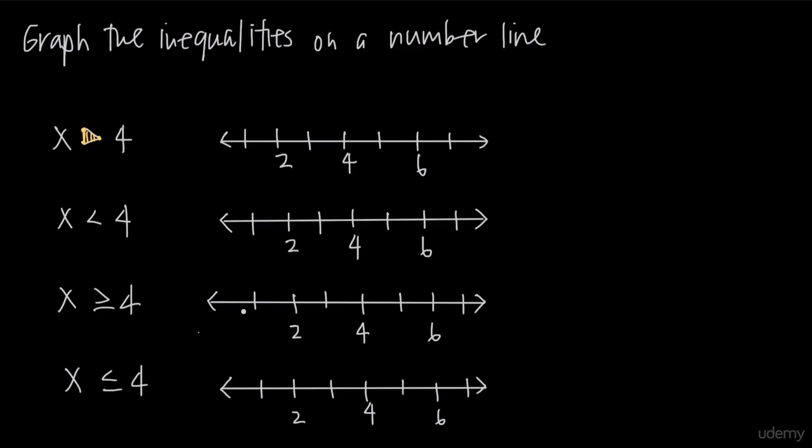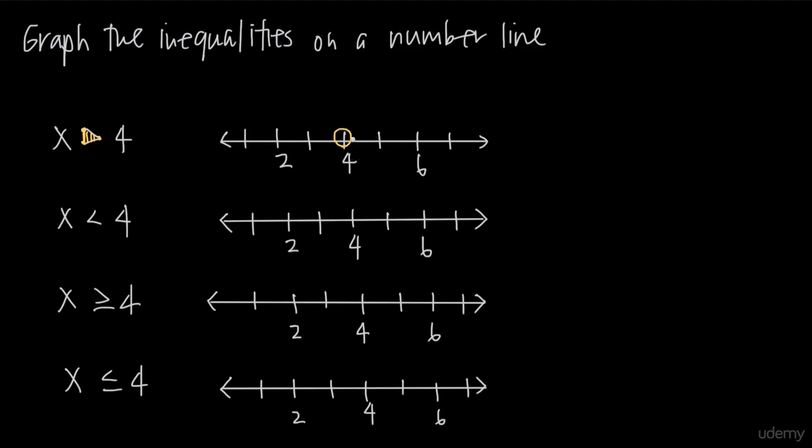So when I want to graph these inequalities on a number line, there's just a couple of things I need to know. When I want to graph x greater than 4, I want to find 4 on my number line, which happens to be right here. And because it's greater than and it can't be equal to, I have to draw an open circle right at the point x equals 4. That open circle indicates that x can't be equal to 4, it can only be greater than.